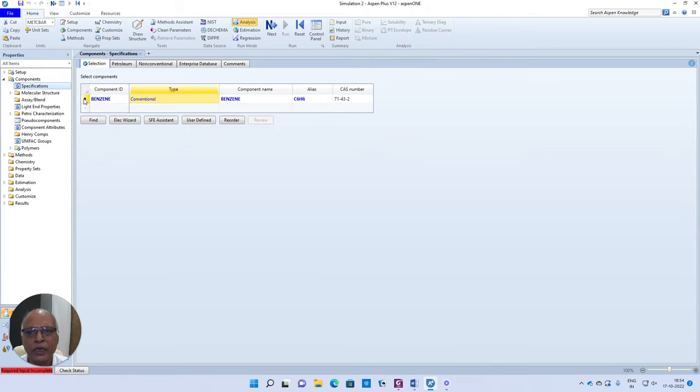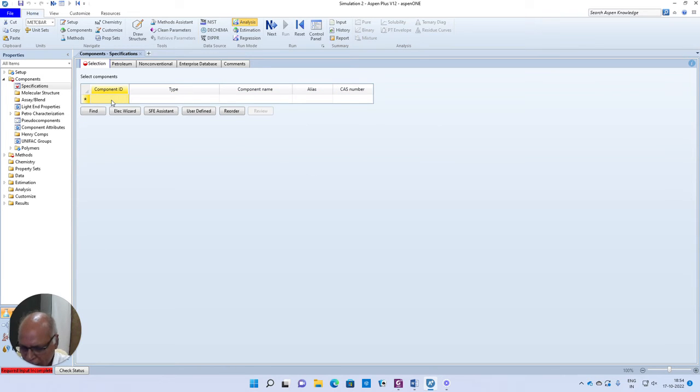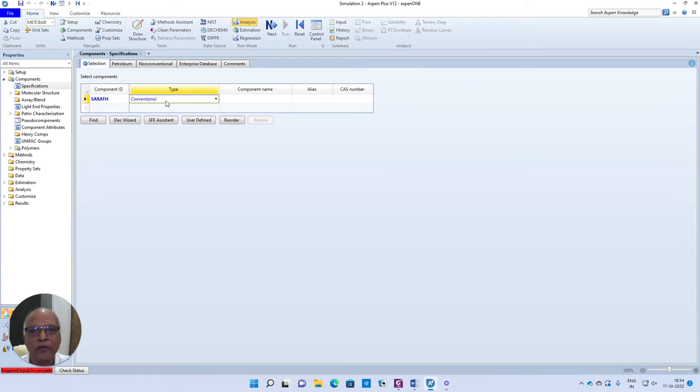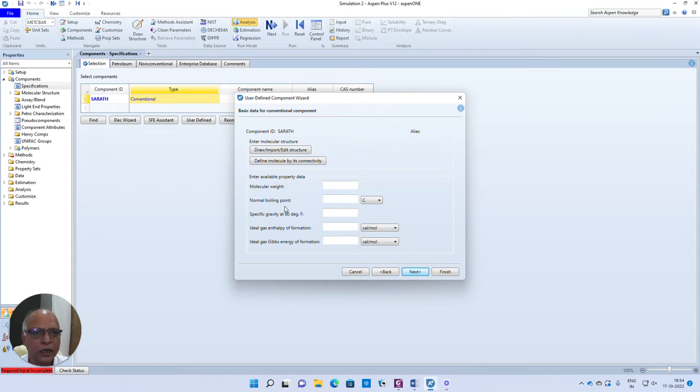Now let me delete this compound, and I would like to now deal with a compound which is named like this. It is also a conventional compound. You don't expect this component to be present in the database because it's my name, right? In such a case, we will be able to define this as user defined. You can, if you want, give an alias name and go to the next.